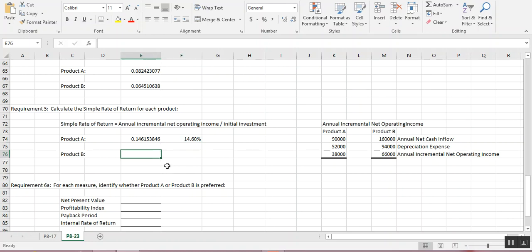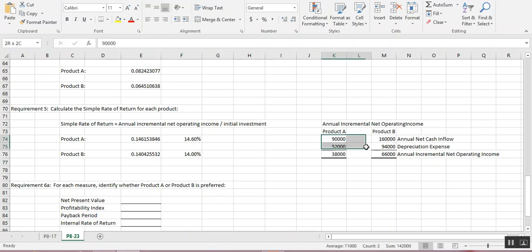And our annual net operating income for B was $66,000 divided by that initial investment of $470,000, which is 14.0%. If we want to round that to one place. Well, actually I rounded to 2. So this is actually the answer to the question. The simple rate of return for product A is 14.6%, and for product B is 14.4%.